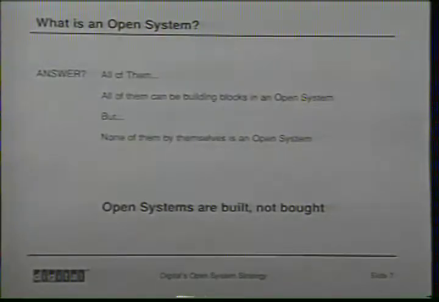But that doesn't answer the question, what is an open system? Because the answer really is that all of these things can be part of an open system, but none of these things by themselves actually makes up an open system. And that's true because an open system is not really bought. They are built over time at the customer site. It's not a scenario where you can go to a catalog and say, I want vendor XYZ's open system, please ship it in 2 weeks. That's not what we're talking about.